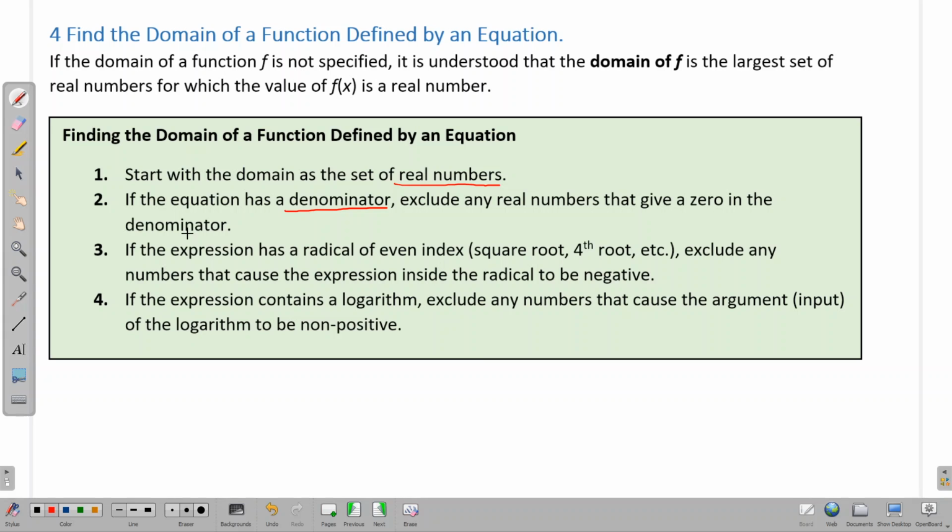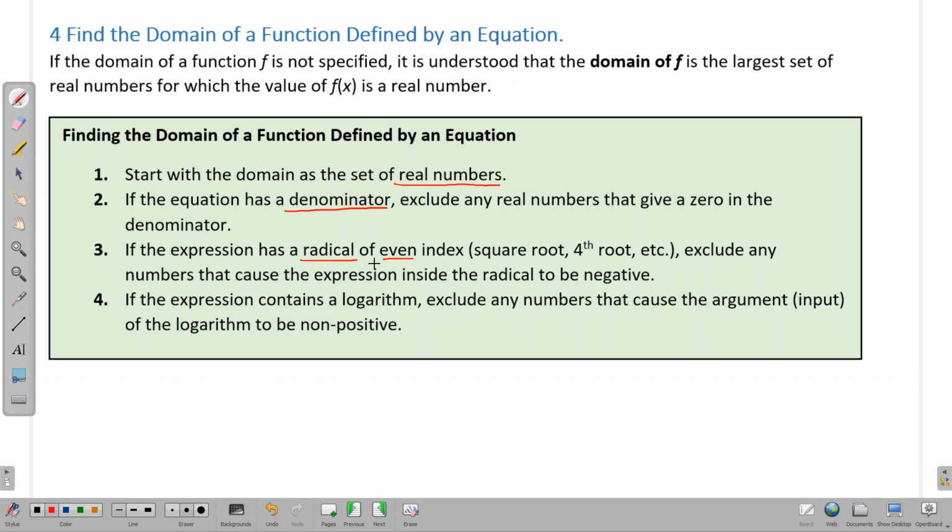Then the next thing we look for are radicals, specifically roots, even roots. So square roots, fourth roots, sixth roots, eighth roots, anything that's an even root. We can't take even roots of negative numbers. That would give us imaginary numbers. And for this class, at least for now, we're not dealing with any complex or imaginary numbers. We need everything to be real.